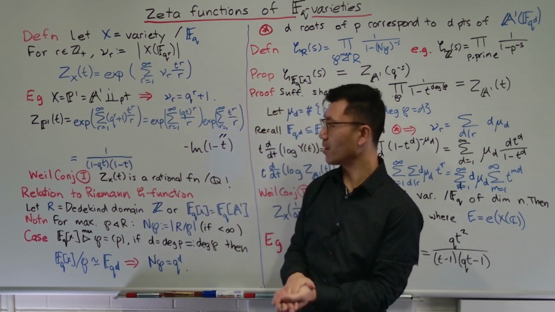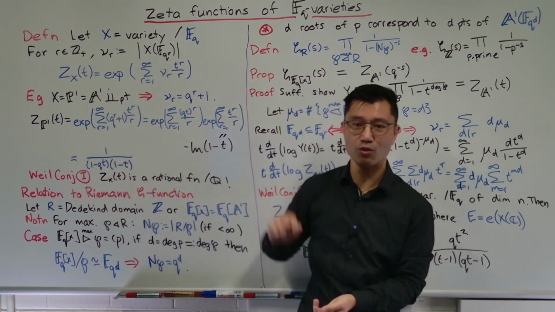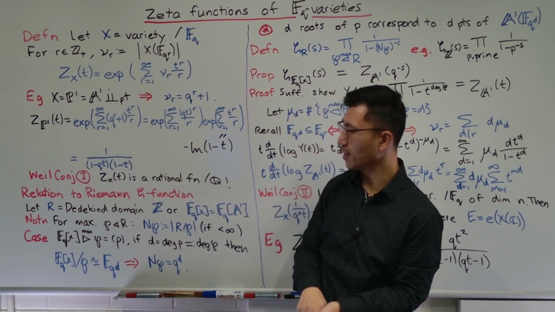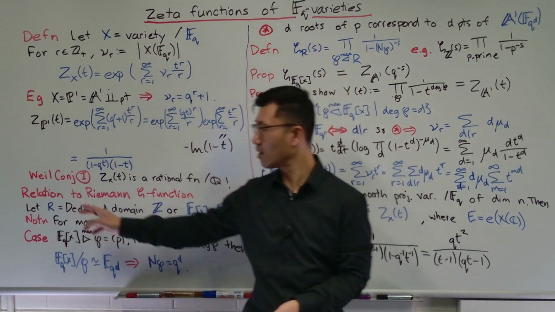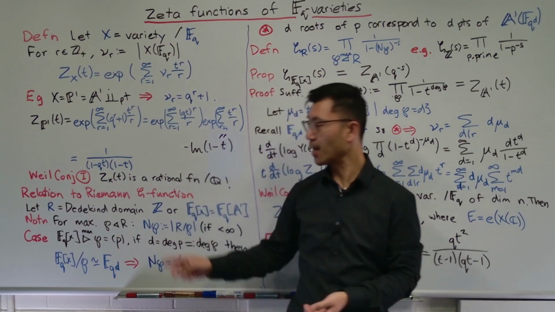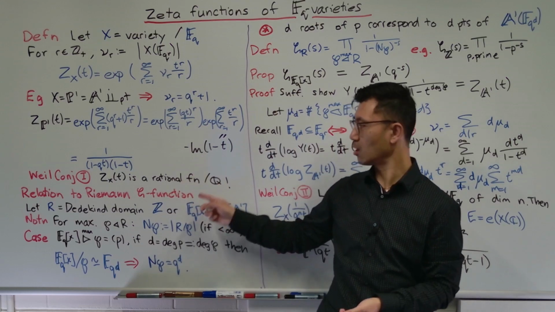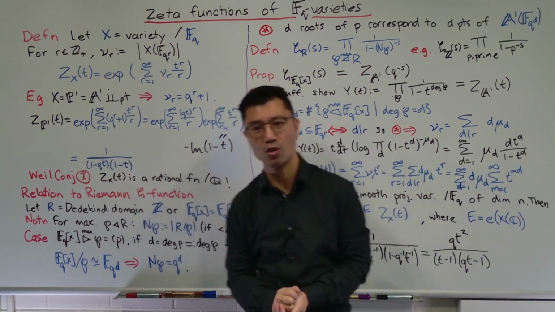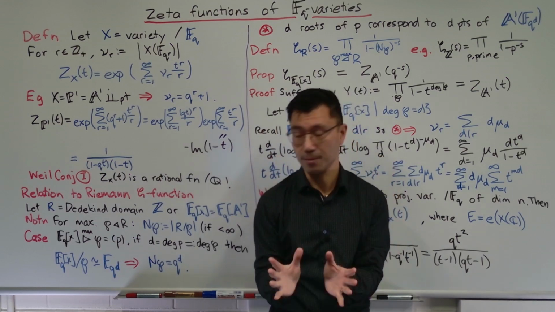And what's rather nice about this function is that this is just a rational function in t. It's a polynomial in t divided by a polynomial in t. And the first part of Weil's conjecture is that this Z_X(t) is always a rational function over q. So just like in this case here, you have a rational function in q. In fact, this is a general phenomenon.